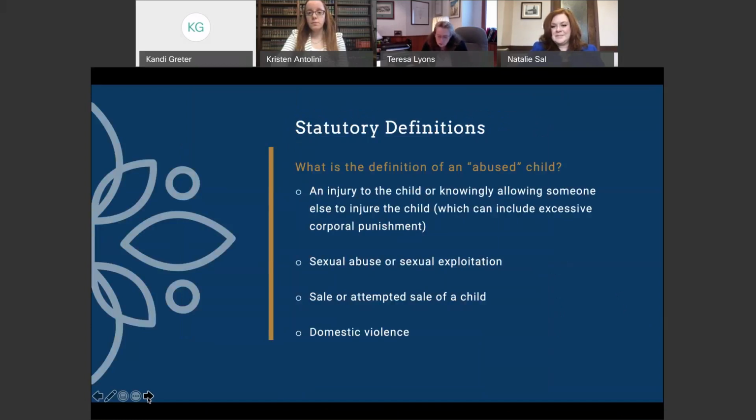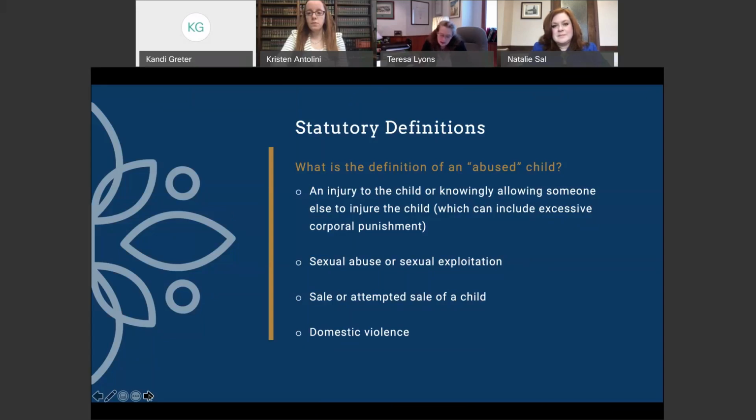definitions, we want to talk a little bit about the basis for the department to intervene in a family. The department only has the right to intervene in a family based upon allegations of abuse and neglect. So the first question is, what is the definition of an abused child?